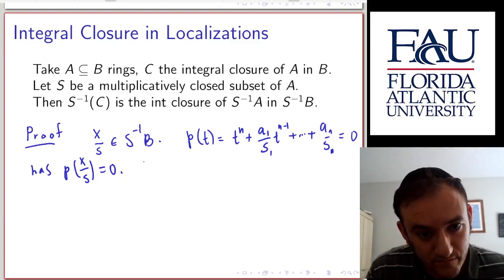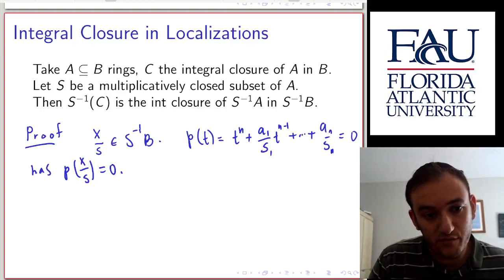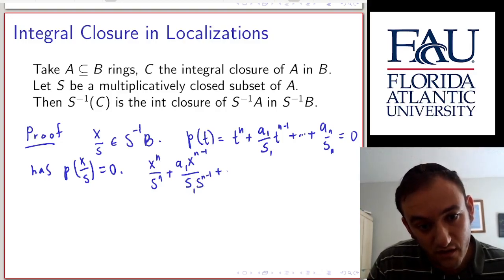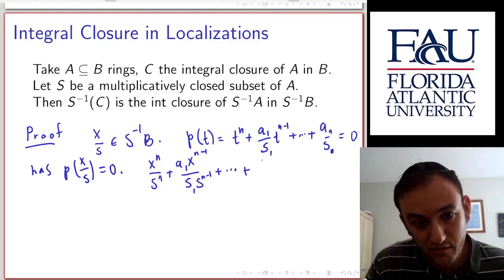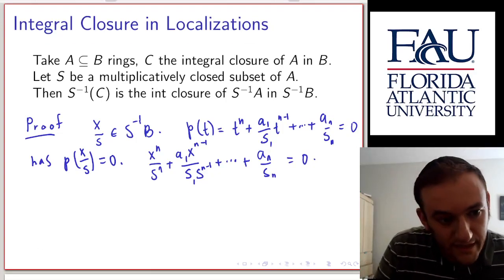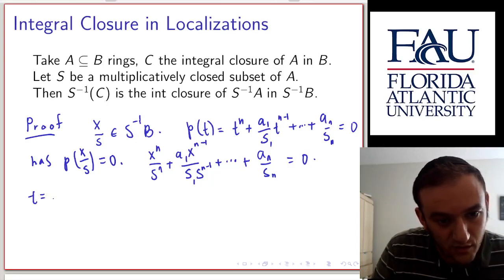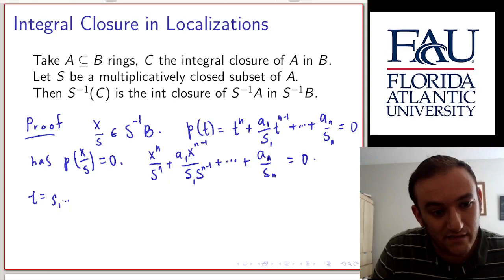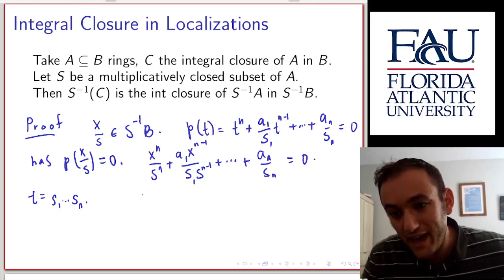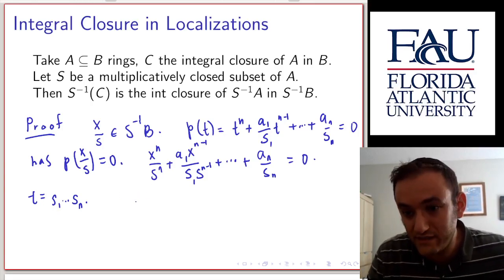Well, plugging that in, we get x to the n over s to the n plus a1 x to the n minus 1 over s1 s to the n minus 1, up to an over sn equals 0. Okay, so we're going to take t to be equal to the product of all of the si's. And then we're going to multiply both sides of this equation by s times t raised to the nth power, or s to the n times t to the n.